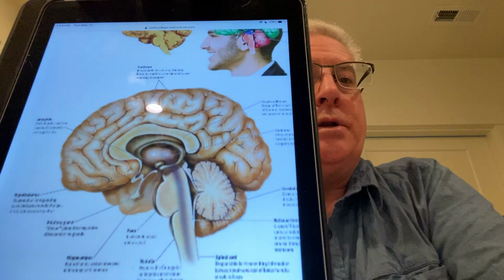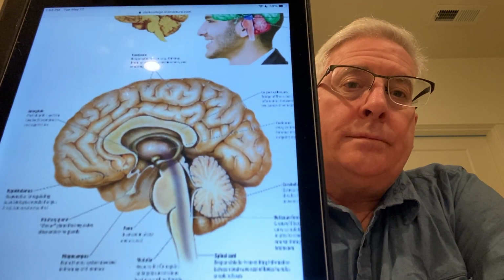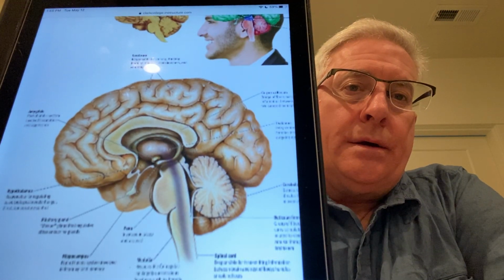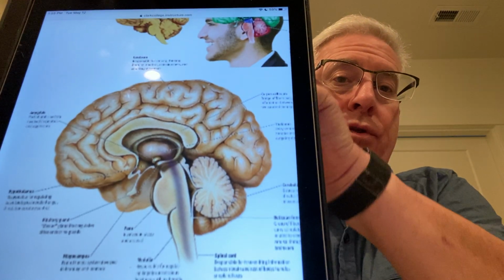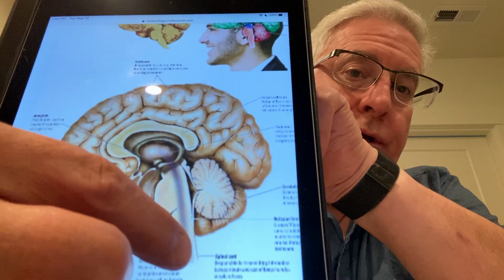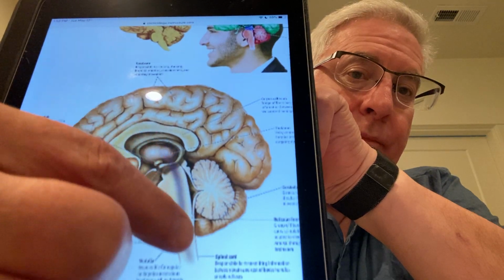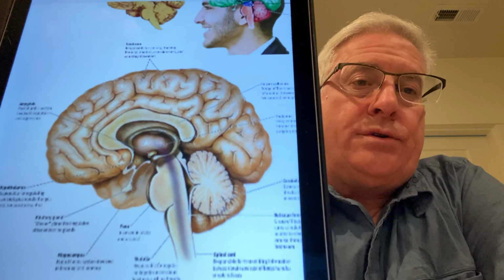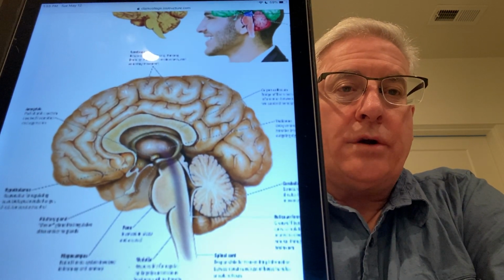The pons helps the medulla do some of what it does. It helps with heartbeat and respiration. It also helps the reticular formation, which is this shaded portion of the brainstem, up and down the entire length of the brainstem. That's called the reticular formation. It also helps the reticular formation do some of its job. So the pons kind of helps both of the other structures do what they do.